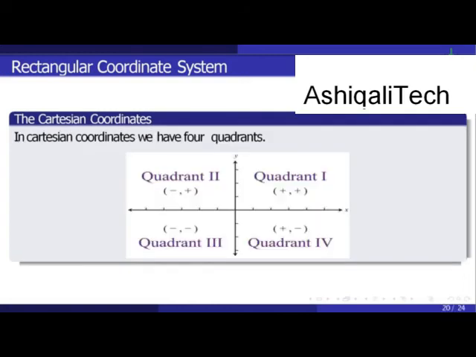Dear students, in the Cartesian coordinates, we have 4 quadrants. The first quadrant is called quadrant 1. In this quadrant, x and y both are positive. Then we have quadrant 2. In this quadrant, we have x negative and y positive. Then we have quadrant 3. Here both x and y are negative. And lastly, we have quadrant 4. Here x is positive and y is negative.